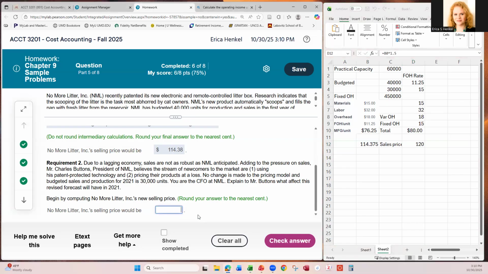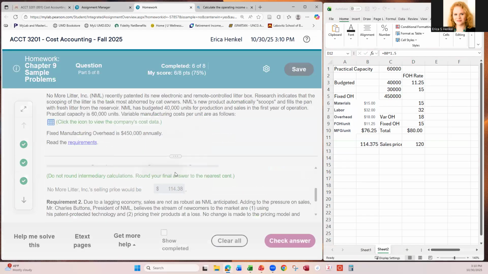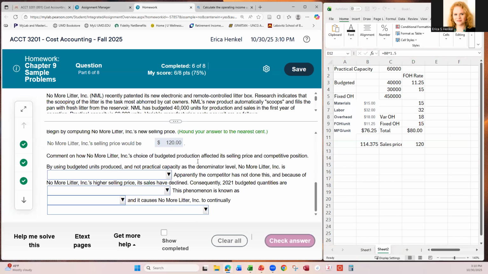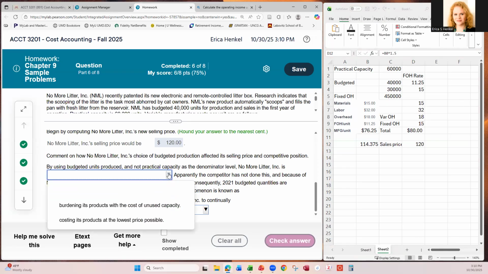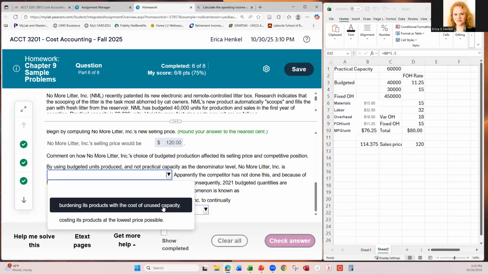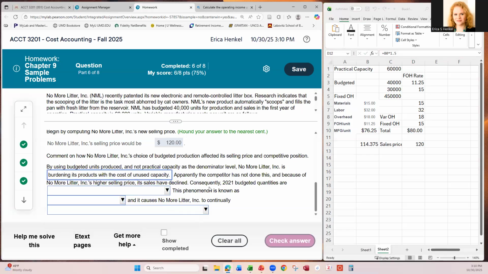We would have a new selling price that would actually go up despite our demand going down, which is kind of contrary to what you want to do. When demand goes up, then pricing can go up. But when demand goes down, you want to sell stuff. So you should theoretically be decreasing your prices, right? So by using this budgeted units produced and not our practical capacity, we are burdening our products with the cost of the unused capacity. The competitor has not done this. They've done the opposite.